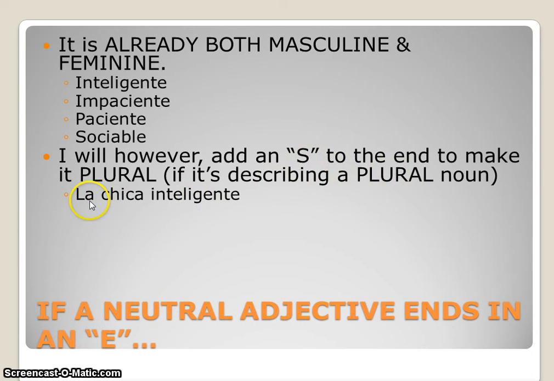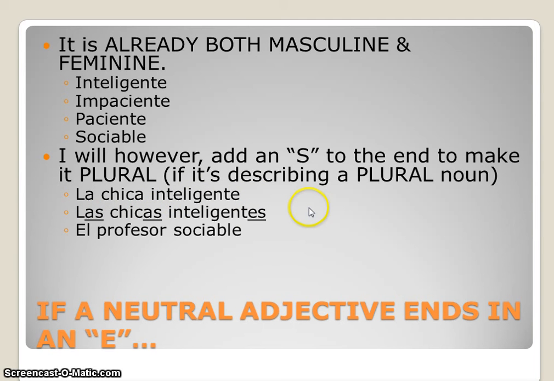So here's an example. La chica inteligente. This is singular and feminine. I don't change the spelling. But las chicas inteligentes. I'm adding my S's. El profesor sociable. I don't change the spelling. Los profesores sociables. I'm adding my S's.